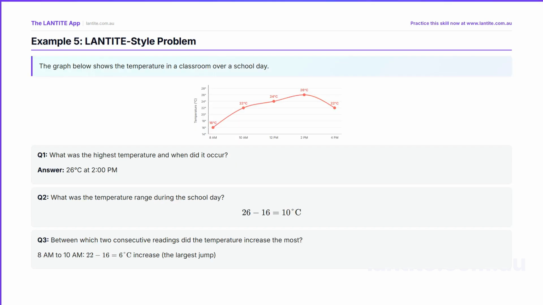Here is a graph reading problem, which is a common LANTITE format. The graph shows classroom temperature throughout a school day. Question 1 asks for the highest temperature and when it occurred. Reading the graph, the peak is 26 degrees at 2 p.m. Question 2 asks for the temperature range, the highest minus the lowest. 26 minus 16 equals 10 degrees. Question 3 asks between which two consecutive readings the temperature increased the most. From 8 a.m. to 10 a.m., the temperature went from 16 to 22, an increase of 6 degrees. That is the largest jump between any two consecutive readings.